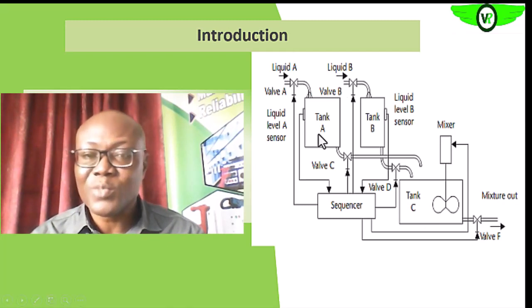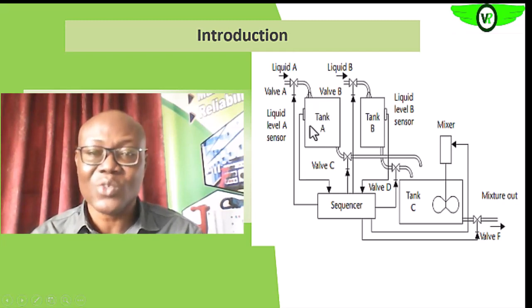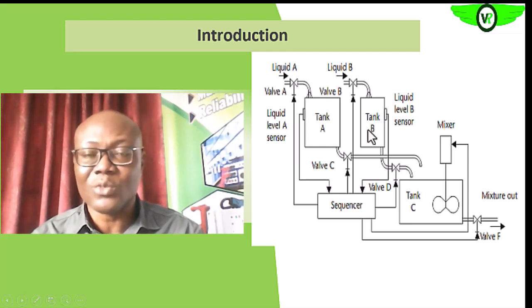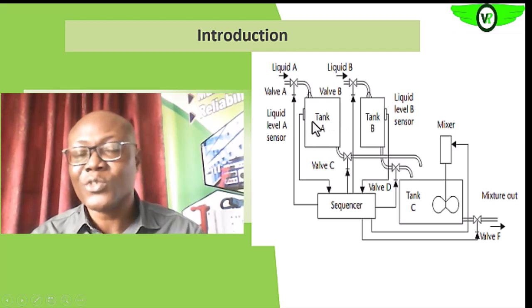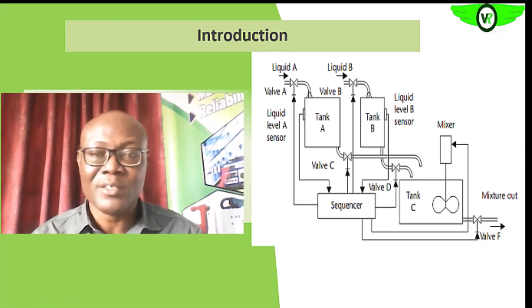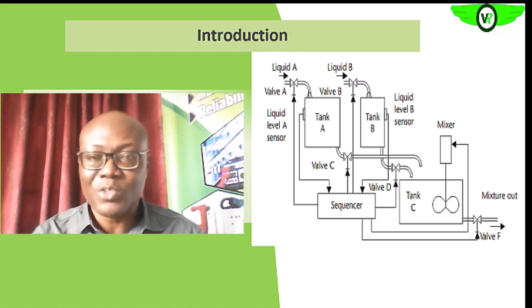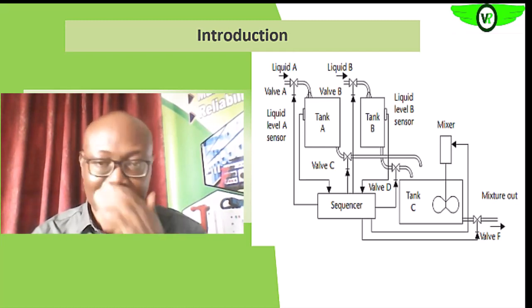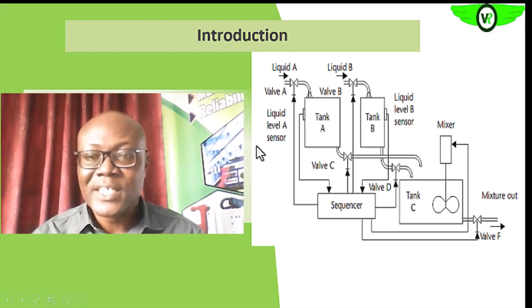Are we getting it? It is possible that fluid A will be subjected to some condition in tank A, while it is also possible that B will be subjected to some condition in tank B. But if they don't attain this level, probably for proper blending or for us to have the desired ratio of mixture of the two products A and B to give us C, you will see that this valve and this particular valve, C and D, will never open.